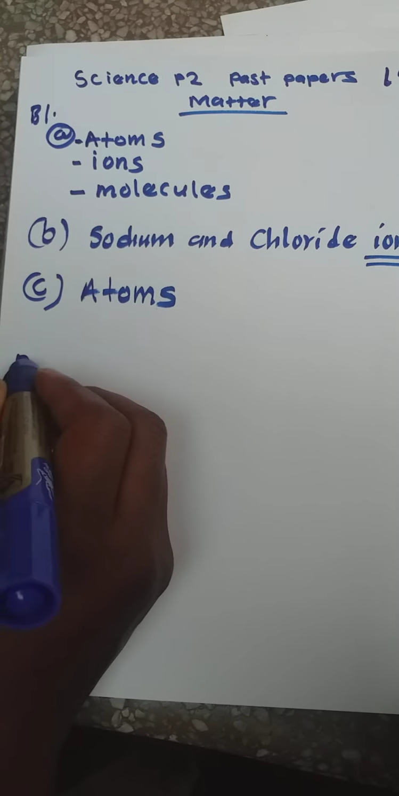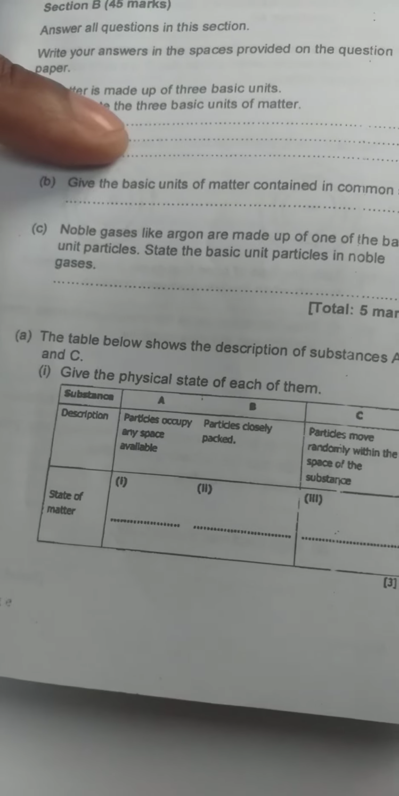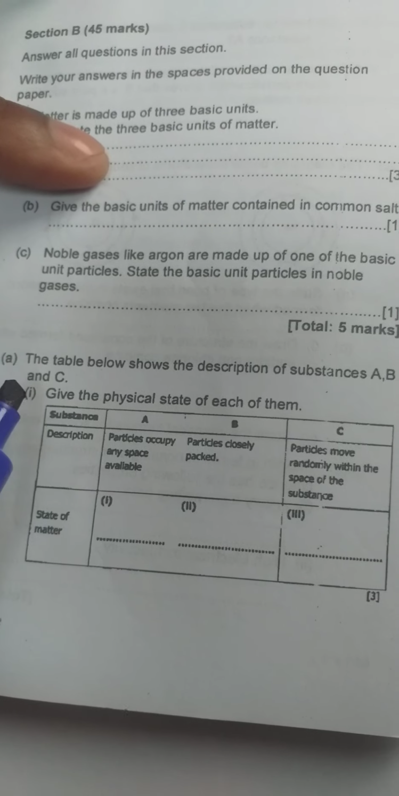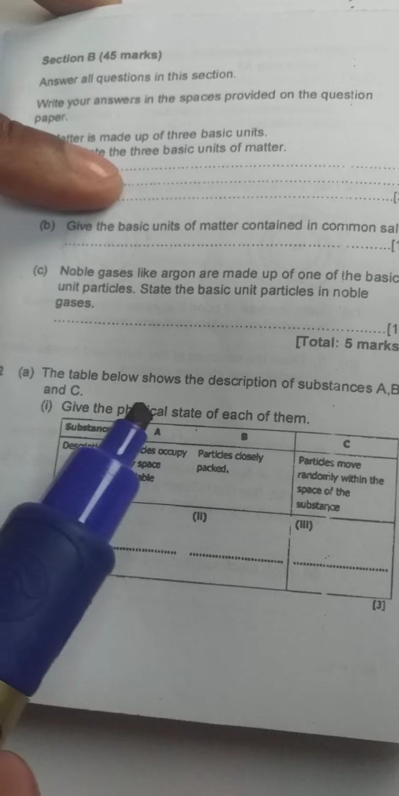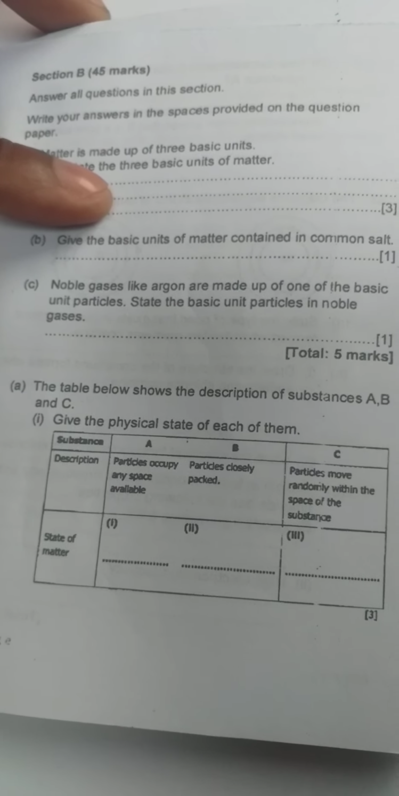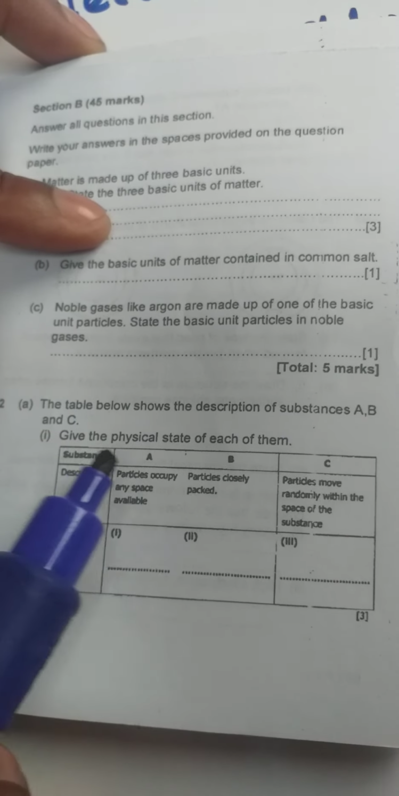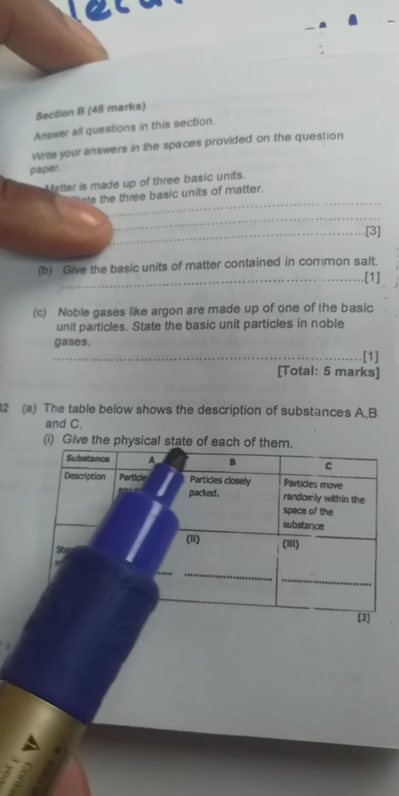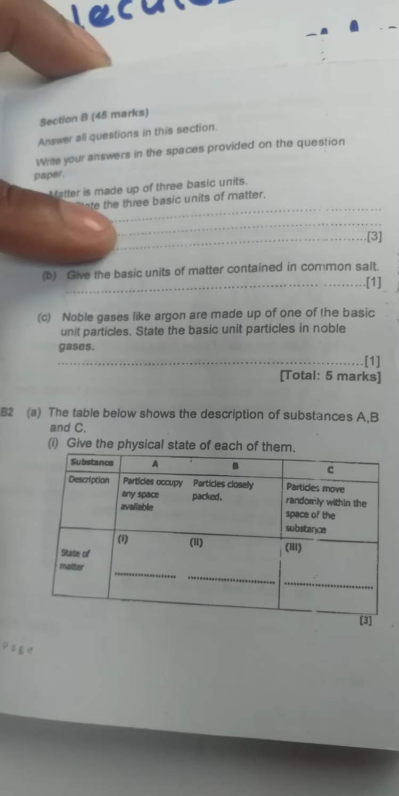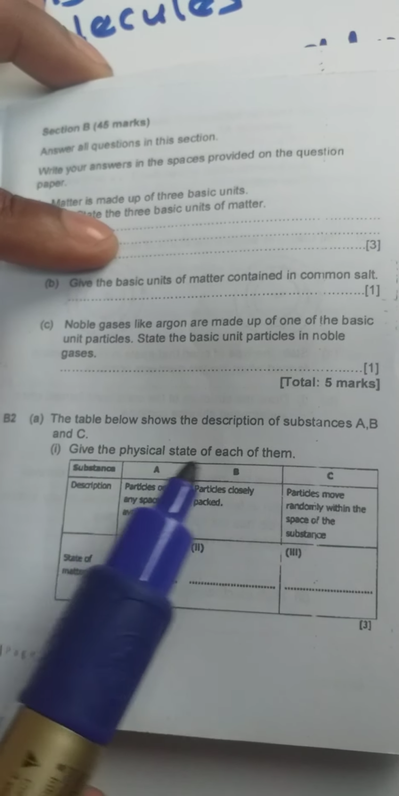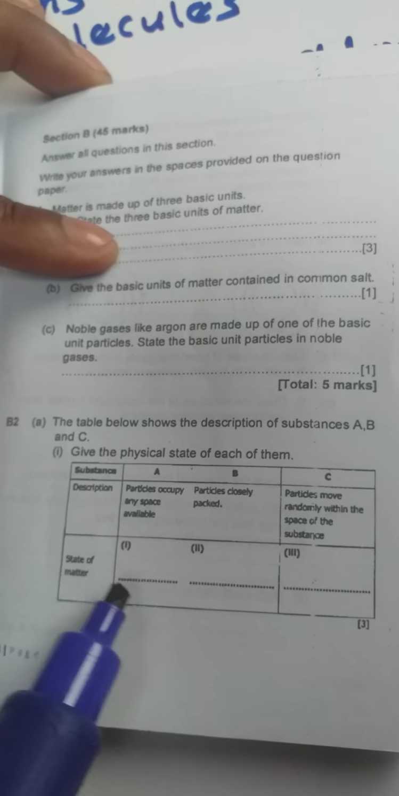Then let's look at B2, also on matter. Here we have a table. The question says the table below shows the description of substances A, B, and C. Part 1: give the physical state of each of them. There's a substance A, B, C, there's a description, and there's a state of matter.